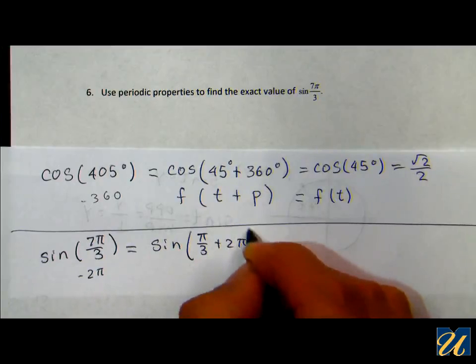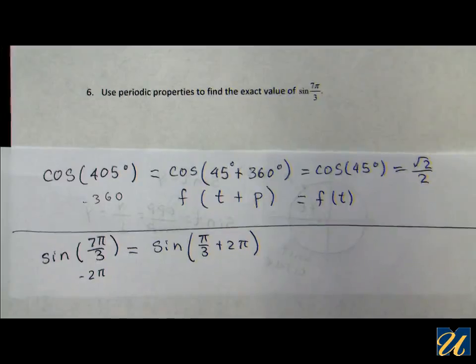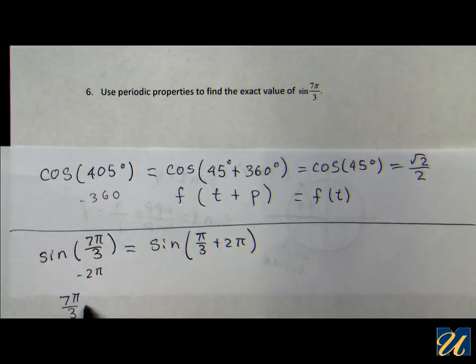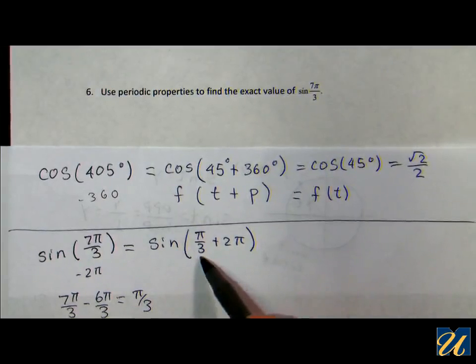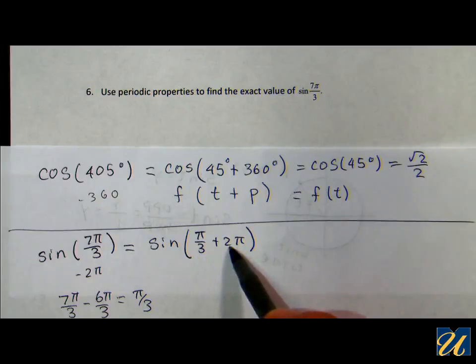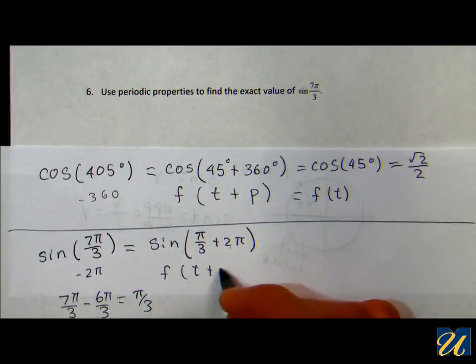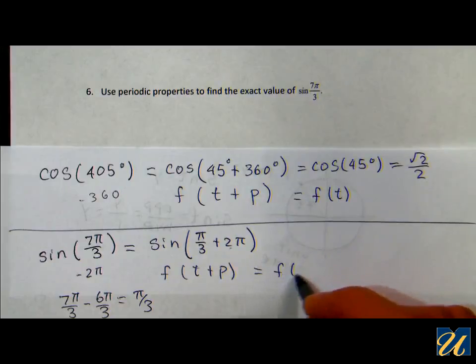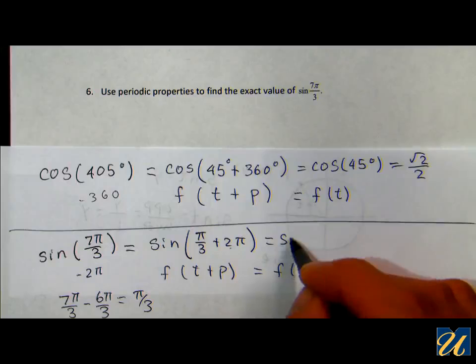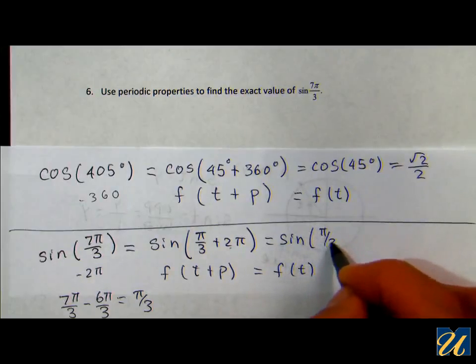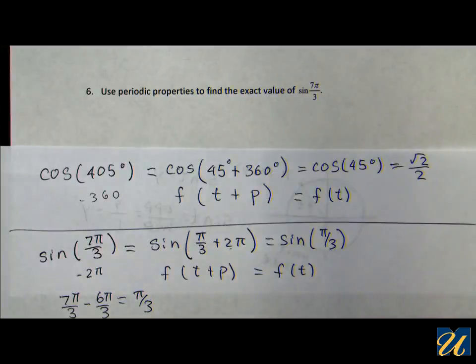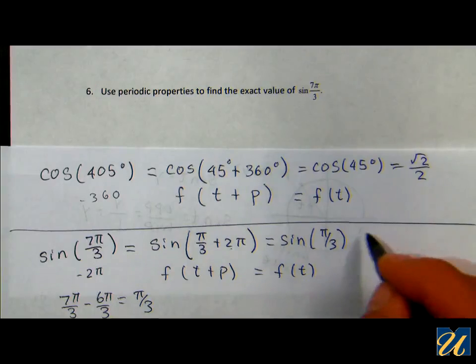plus 2 pi. Right? 7 pi over 3 minus 6 pi over 3, 2 pi, equals pi over 3. So pi over 3 angle plus a full rotation is the same thing as 7 pi over 3. Well, this again is f of t plus p. And f of t plus p is just f of t. So this is just the sine of pi over 3. Pi over 3, or 60 degrees, we get its sine, and that'll be square root of 3 divided by 2.